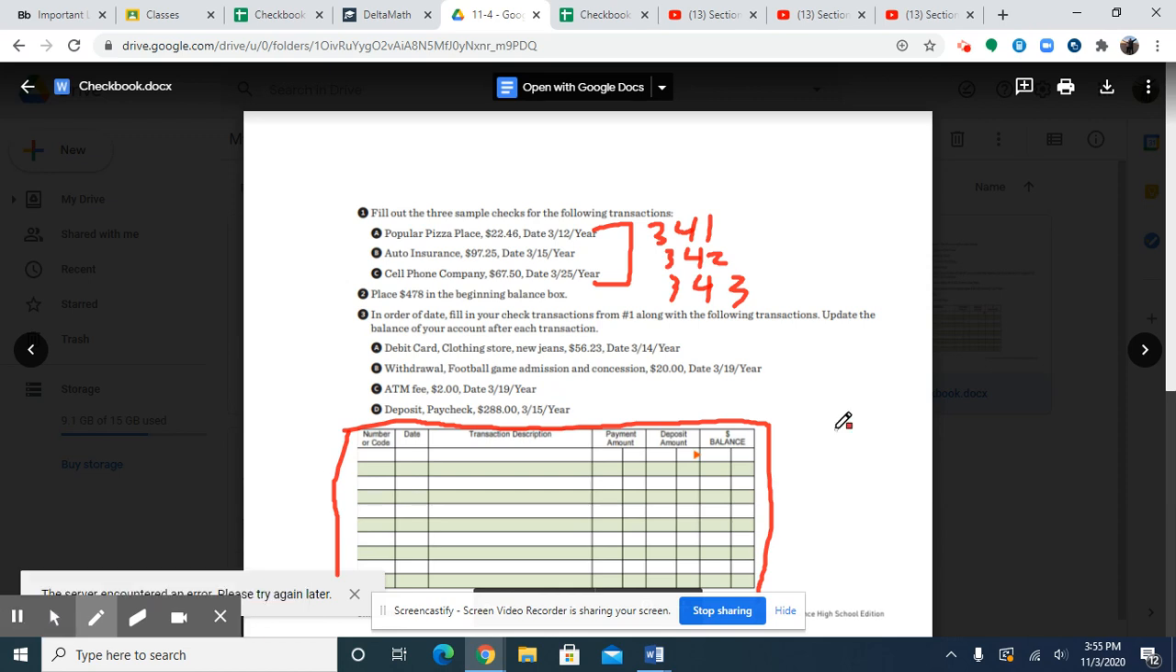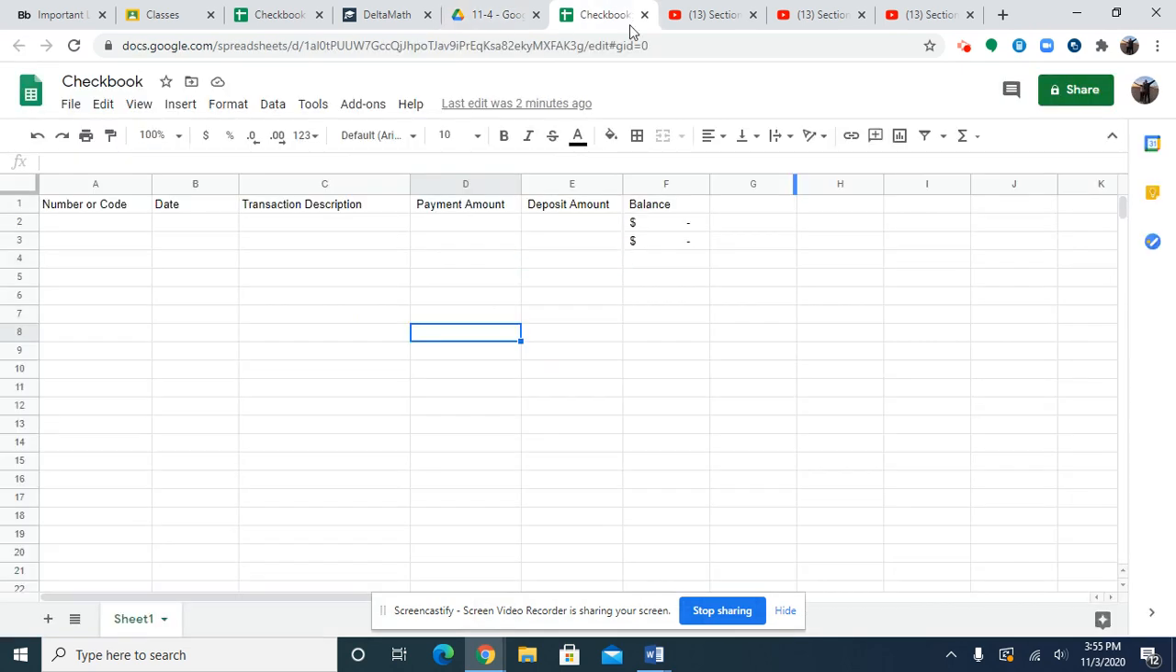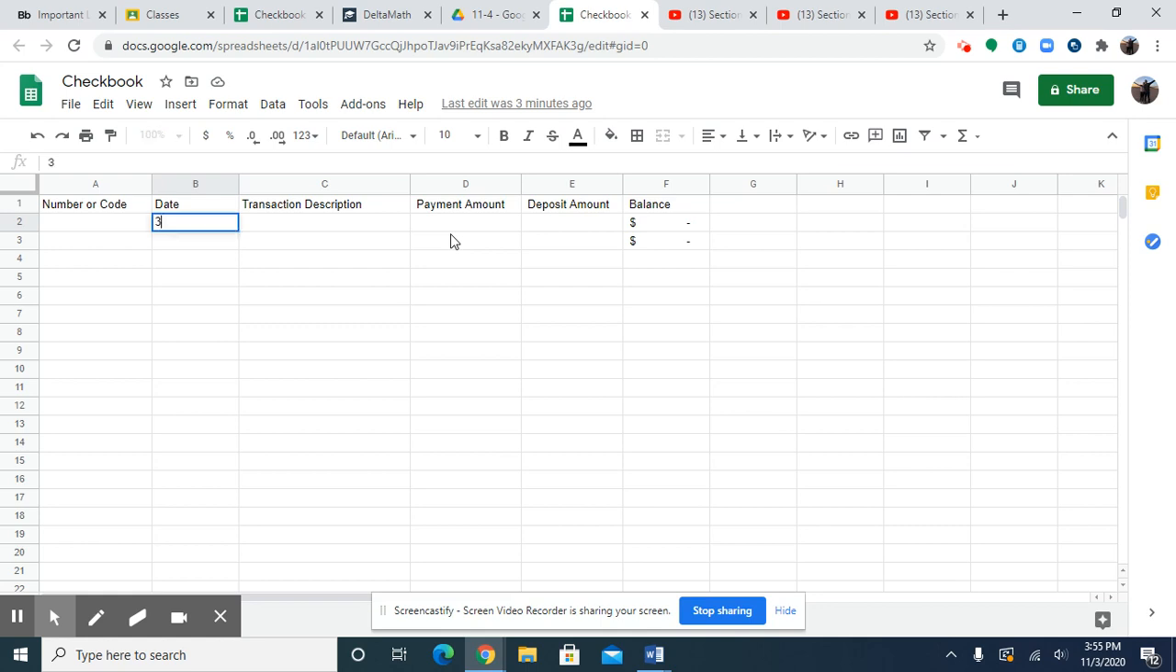Okay, so the first thing that we need to do is start with our beginning balance of 478. Let's just say that we're starting this at the beginning of the month. So on March 1st, if you can see, all the dates are in March. On March 1st, I'm going to start off with 478. Now what I did is I put this into an Excel sheet. So we're going to put the date, let's say it's March 1st, 2020. And this is our beginning balance. So it's not a payment, it's a deposit amount, which is going to be 478.